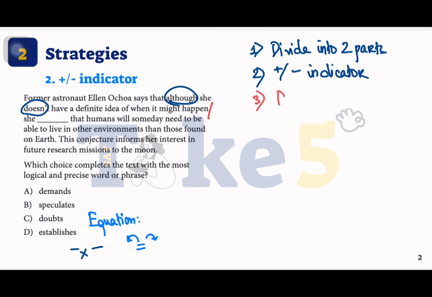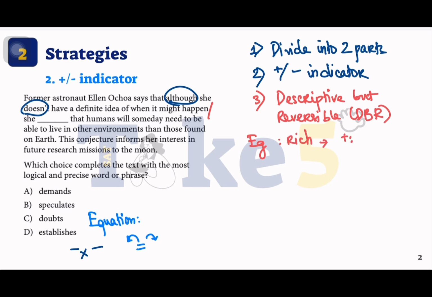Third, we find the DBR, or descriptive but reversible indicator, in either side. What does this mean? It means that we are looking for descriptions that we can either find a synonym to support or agree with, or an antonym to contrast or disagree with. For example, a DBR can be rich because a synonym can be wealthy and the antonym can be poor. Let's take a look on either side of this equation. We see that a DBR here can be definite because a synonym can be clear and the antonym can be indefinite or undefined or vague.